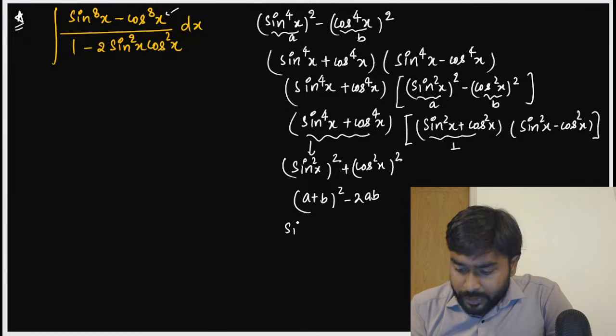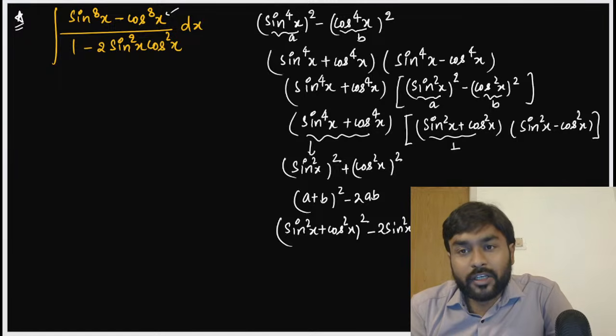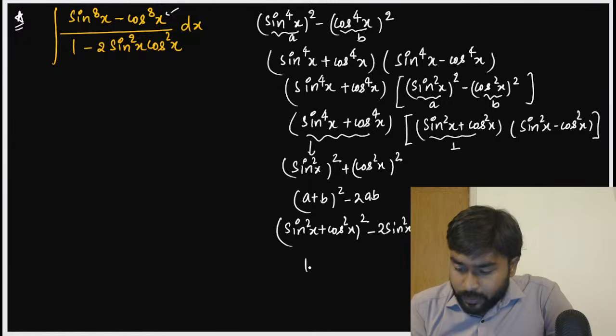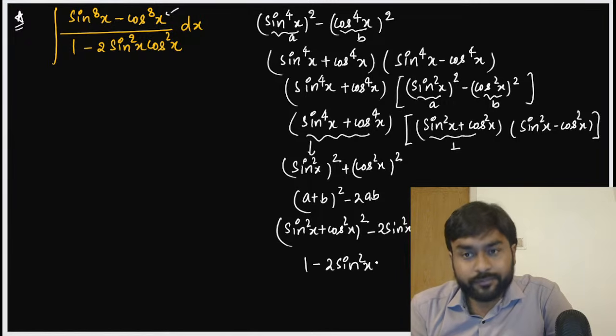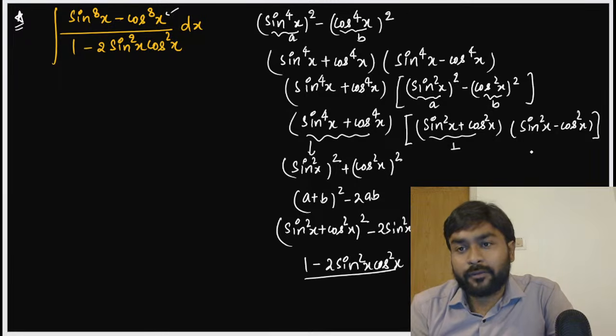So how will we do? We will do it like this: (sine square x plus cos square x) whole square minus 2ab, which means 2 sine square x cos square x. This we can write. Okay, this will become 1, so 1 minus 2 sine square x cos square x. Okay, so finally this and this will come.